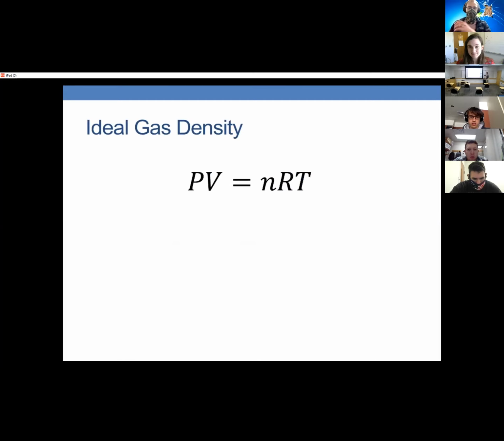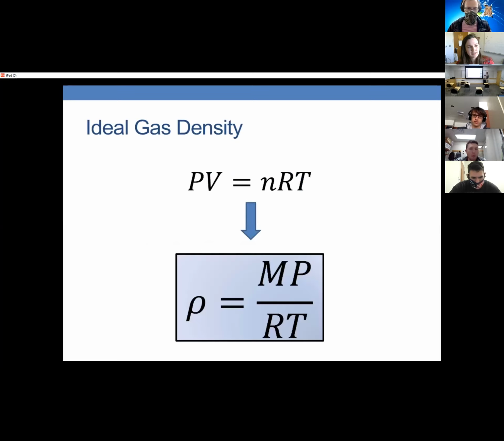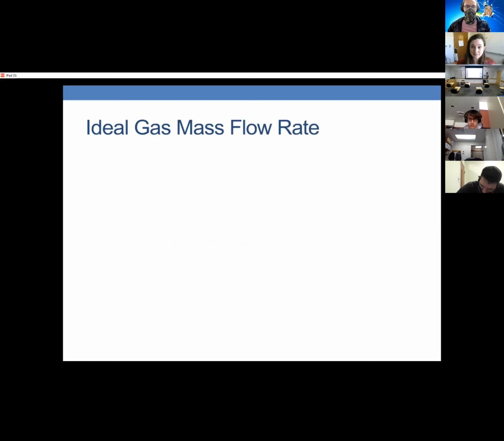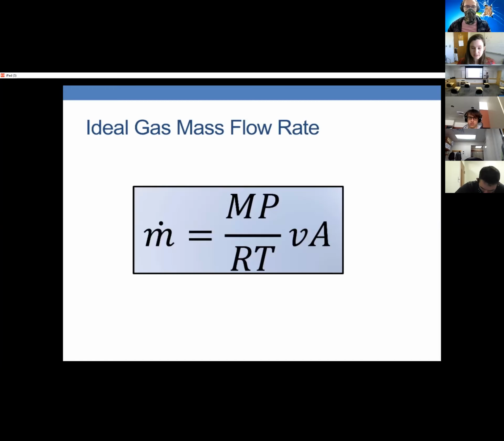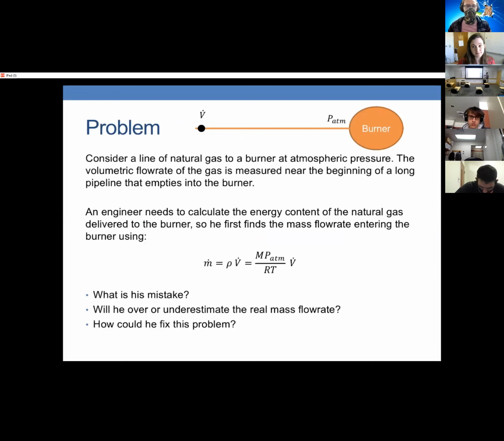Just as a review, for an ideal gas, we can put density in terms of pressure and temperature, which means that to get the mass flow rate of an ideal gas, you can just put ṁ = PV̇/RT, which is the density times the volumetric flow rate. But if we forget that gases are often compressible, it can lead to problems.